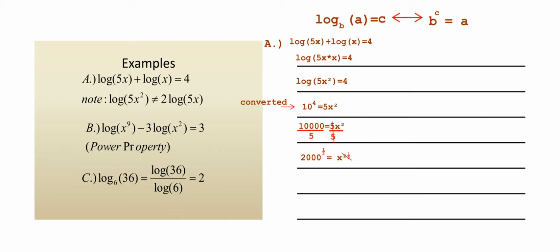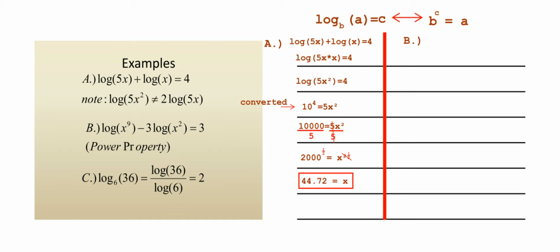2 times 1/2 cancels out, and 44.72 is our x value once we plug it in a calculator once again. So there's our result for this case. And likewise, let's go for the next case scenario or next question.